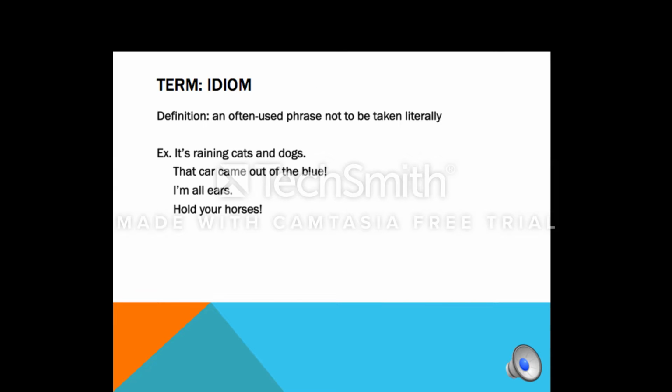Another type of figurative language to add to your flipbook is idiom, and the definition is a phrase that is often used and not to be taken literally. Some examples of idioms are "It's raining cats and dogs," "That car came out of the blue," "I'm all ears," or "Hold your horses." Clearly, these idioms do not mean exactly what they are saying and are meant to mean something entirely different from the words that are used.